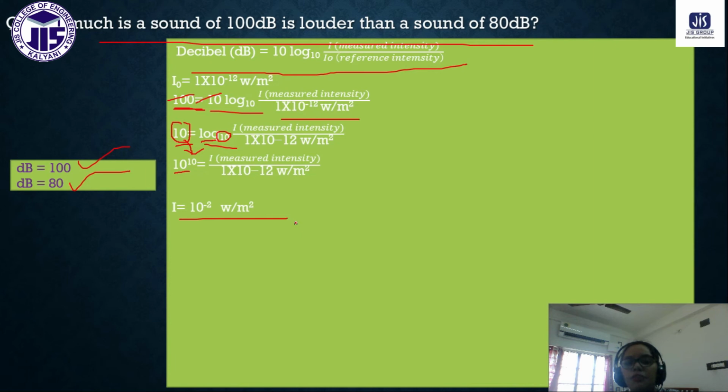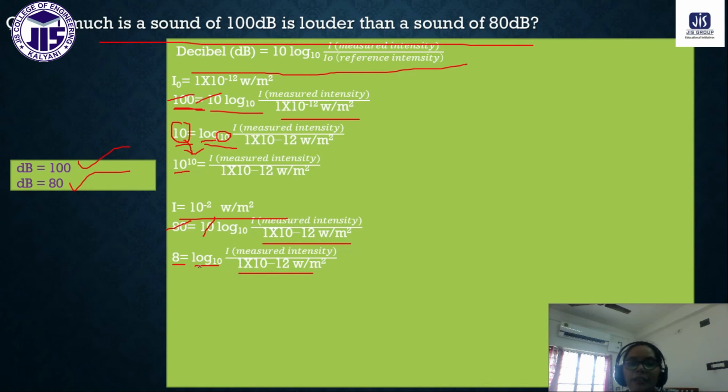Now the same thing we have to do for the 80 decibel sound also. For 80 decibel, we have 80 equals to 10 log 10 I by I0, where I0 is 1 into 10 to the minus 12 watt per meter square. So this will become 8 equals to 10 log 10 I by I0, right? Now again we have to remove this log. Look here, the base 10 will come here, and whatever is on our left hand side becomes the power of the base. That means 10 to the power 8 equals I by I0. Is this clear to all?